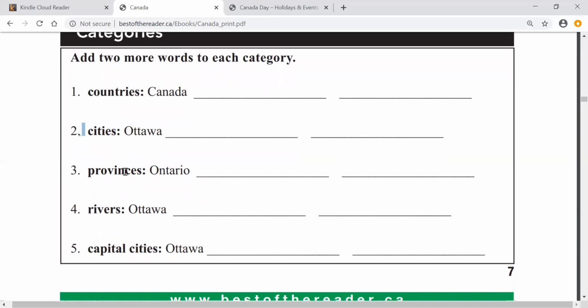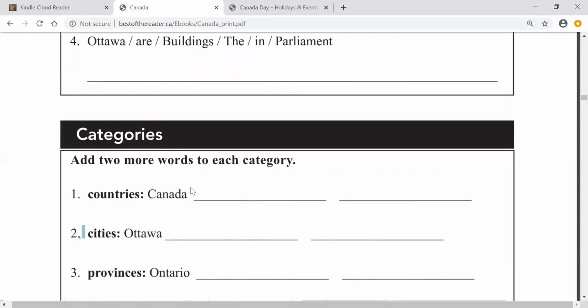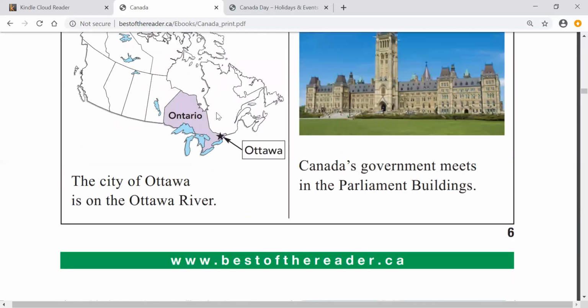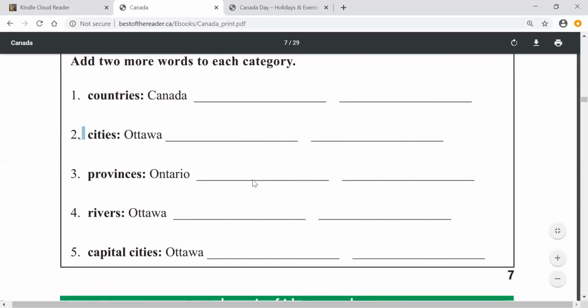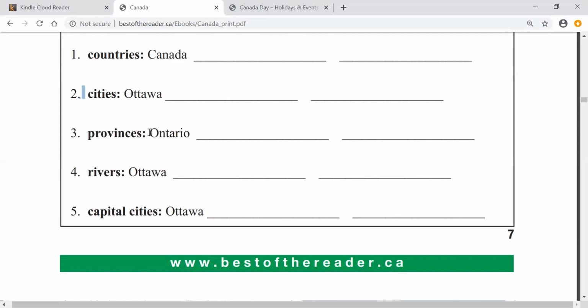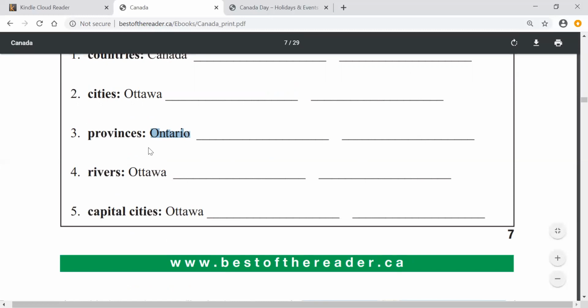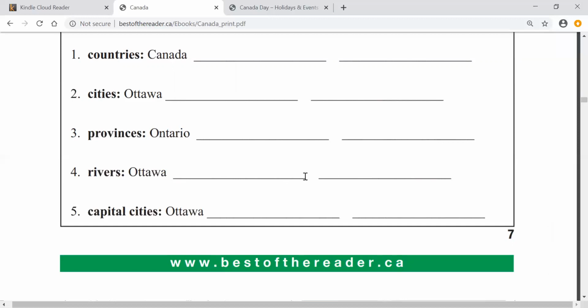Number 3, provinces. What are provinces we learned today? These are provinces, okay? Can you give me the names of 2 more provinces? For example, Ontario is a province of Canada. Please give me 2 more. Rivers. We have the Ottawa River. Do you know any other names of rivers in Canada? What about the one in Windsor? What is the name of that river?